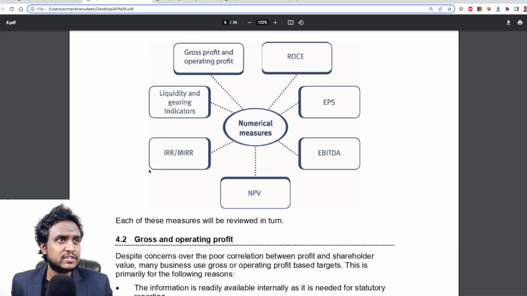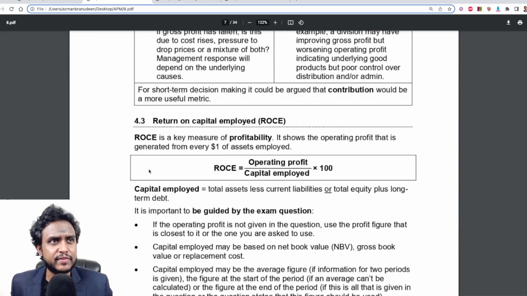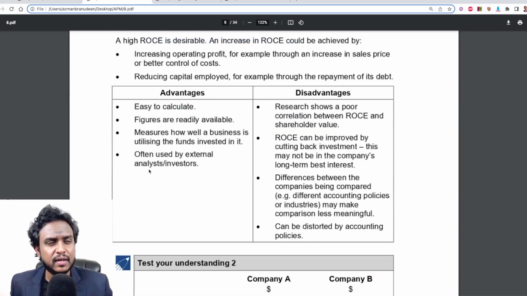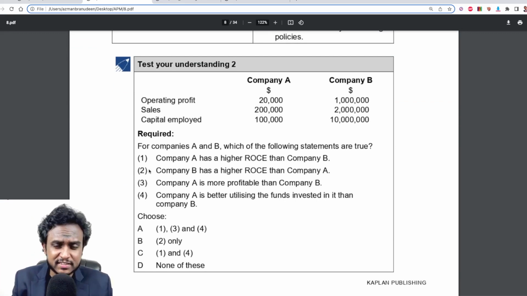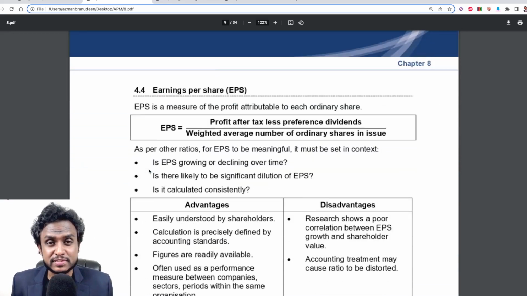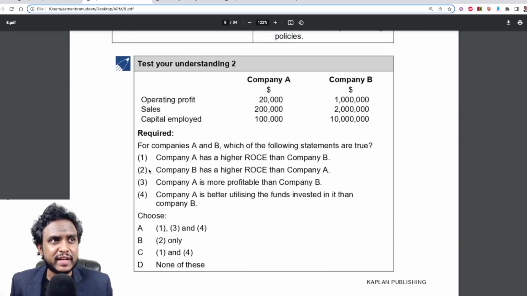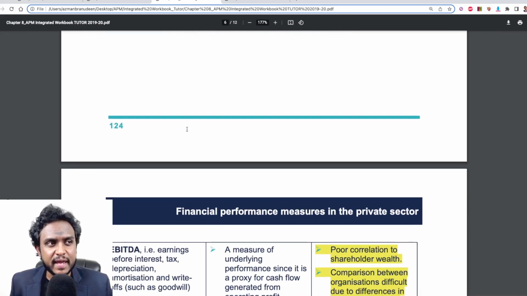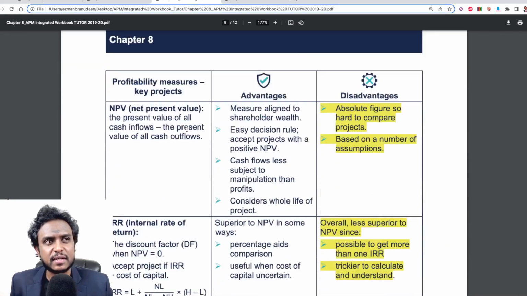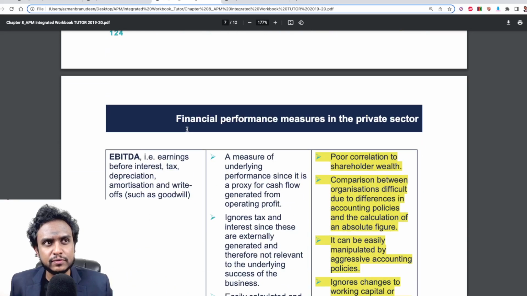Now, in your study text, there are actually a few examples of how ROCE can be used to manipulate, because it's a percentage figure. So a very small company could be compared to a very large company, and the ROCE figure can be used to misrepresent the situation. So you can try this. There are a few other examples as well. I may be sharing some exercises with you.